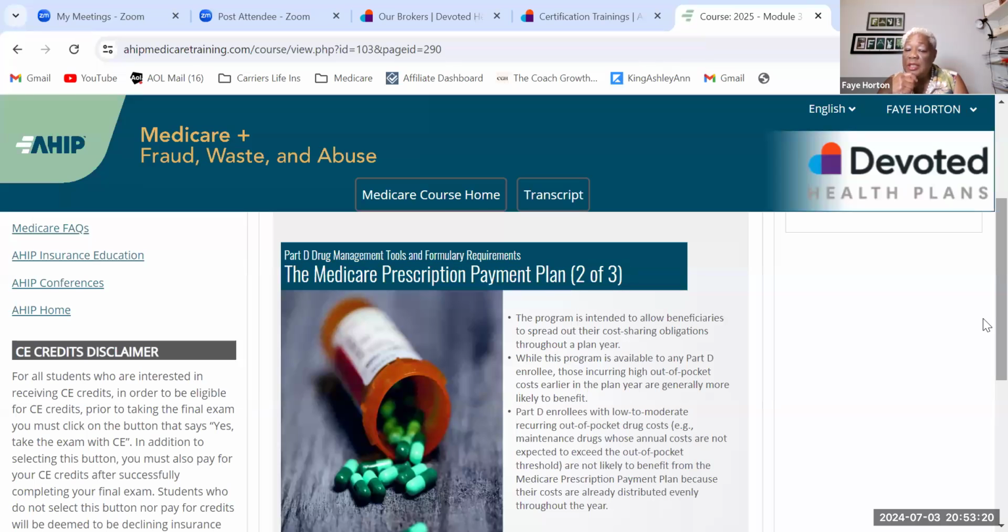Part D enrollees with low to moderate recurring out-of-pocket drug costs, maintenance drugs whose annual costs are not expected to exceed the out-of-pocket threshold, are not likely to benefit from the Medicare Prescription Payment Plan because their costs are already distributed evenly throughout the year.